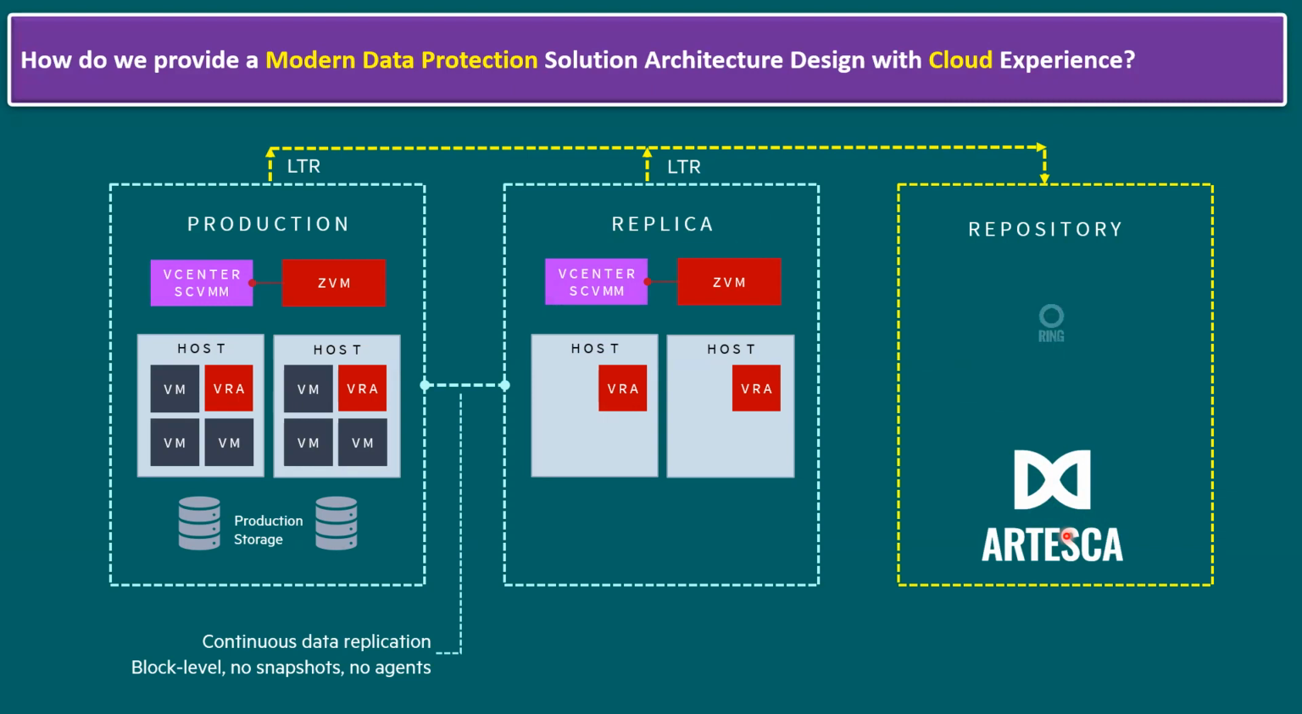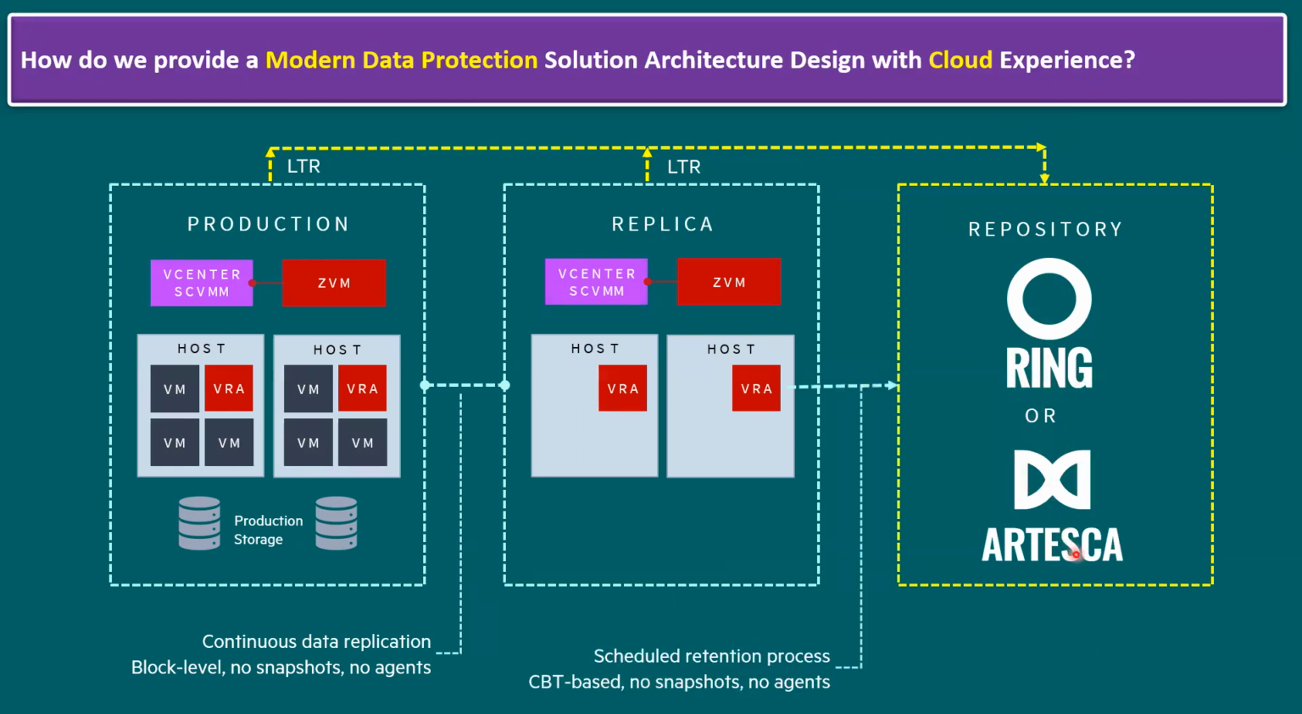It will provide object storage. And suppose the customer data is more than 500 terabytes, in that scenario we will propose a high-level solution, that is Scality Ring. It will also help store our long-term retention data. Okay, so based on the customer requirement, we can propose either Ring or Artesca. So the scheduled retention process is CBT based, no snapshots and no agents. Hope you understand this architecture as well. And the long-term retention repository, secondary storage, is object based. Secondary storage you can configure using HP Apollo servers. You can group multiple HP servers and configure Scality Artesca, or you can configure Ring.